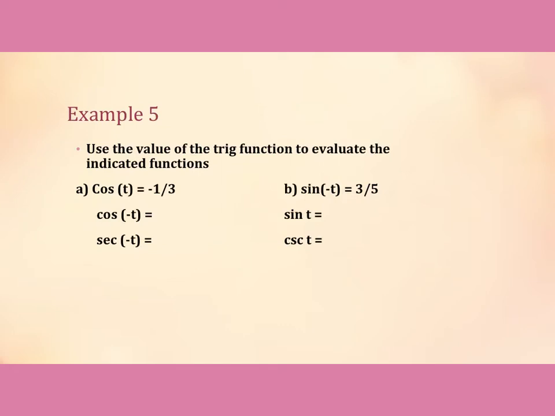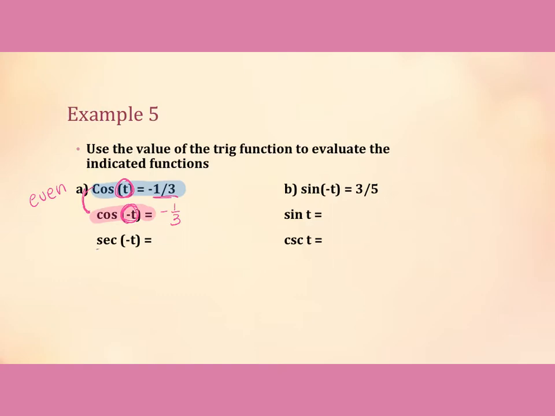So example 5 says, use the value of the trig function to evaluate the indicated functions. So we're giving you one of the trig functions, and you're asked to find the additional ones based on the angle or the opposite of the angle. So if I look at A, it says the cosine of t is negative 1/3. Now what it's asking for is the cosine of negative t. Because cosine is even, though this sign changed, the value here does not change sign. I keep the negative 1/3.